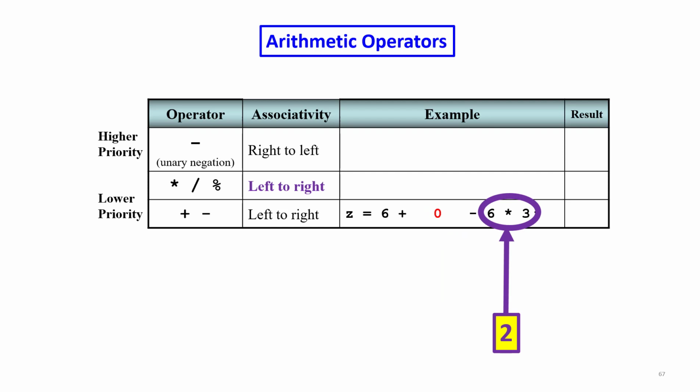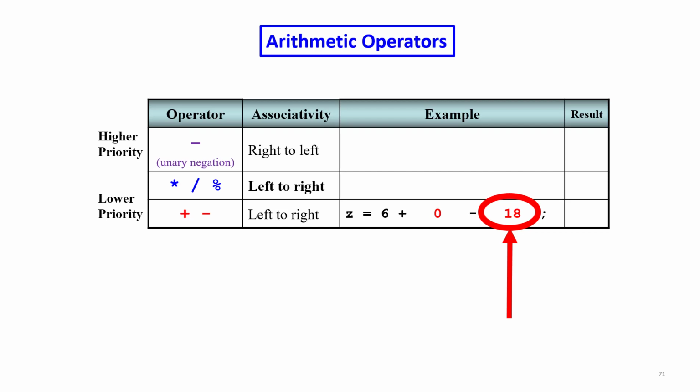Now, notice that this is not a minus 6. This is not unary negation. This minus operator has operands to its left and right. So the compiler is evaluating 6 times 3, which evaluates to 18. And that's it for the second pass.